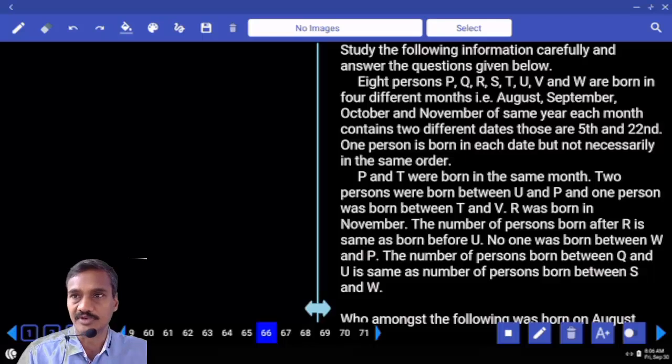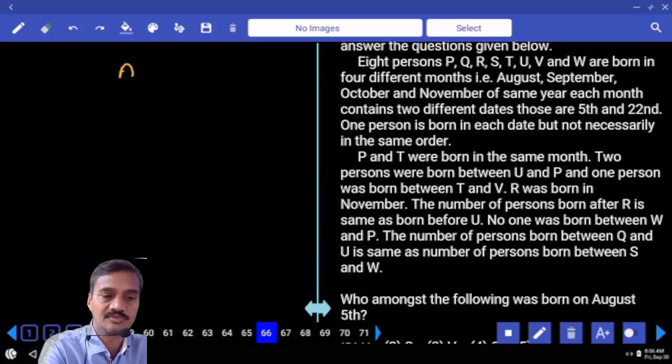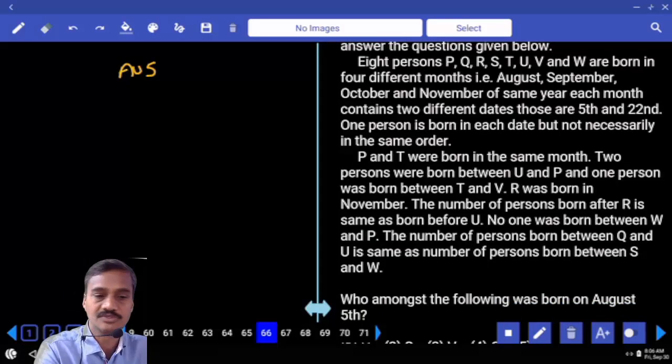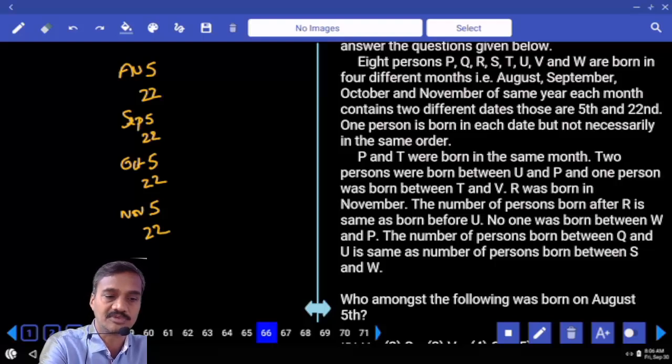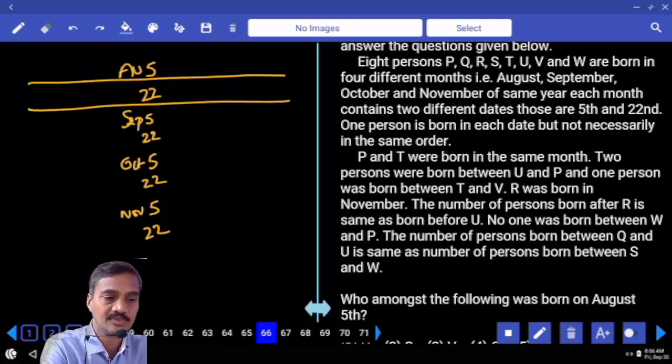different months. And what are the months we have? August, September, October, November. And each month there are 2 different dates. Hence August 5th and August 22nd. Next one September 5th, September 22nd. October 5th and October 22nd. And November 5th and November 22nd. Then August, September, October, November. Hence, 8 persons on these 8 different dates.